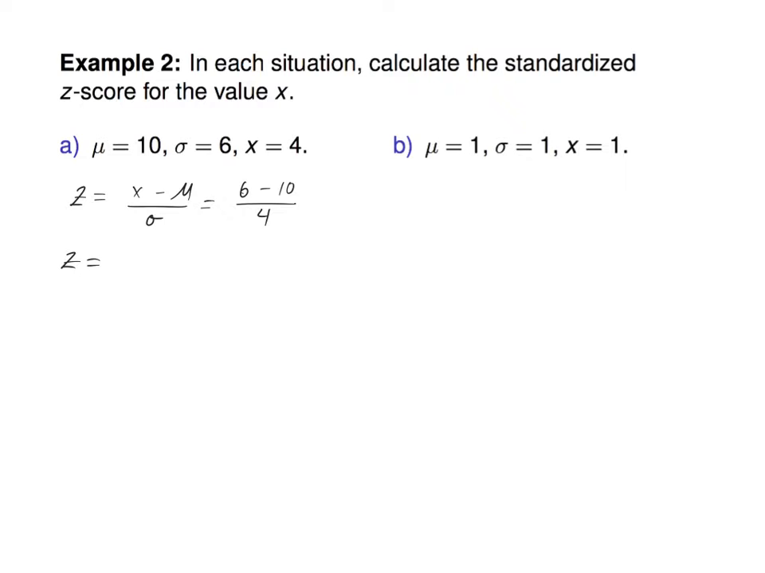Z is equal to? Wait. No. You have those all over the place. It'd be 4 minus 10. Oh my God, what is wrong with me? Apparently I do need a coffee break.